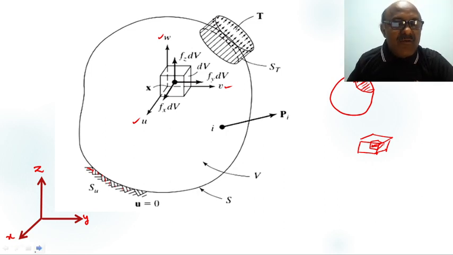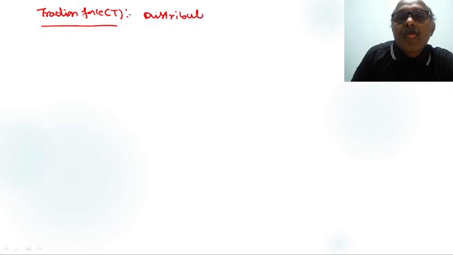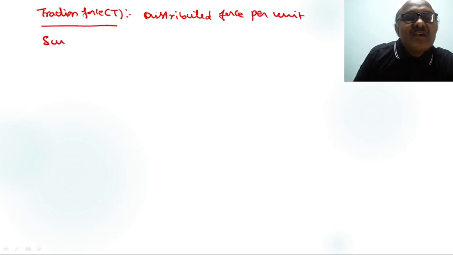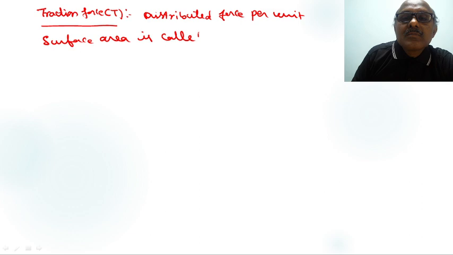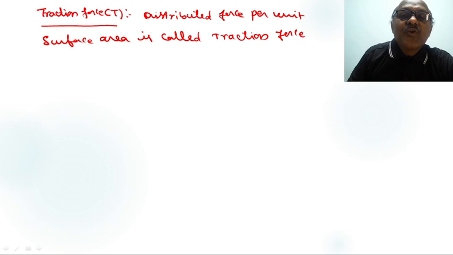Now coming to here, I will write down each and everything, don't worry. First of all, what is a traction force? Traction force is represented by the letter T. Distributed force per unit surface area is called traction force, my dear students.